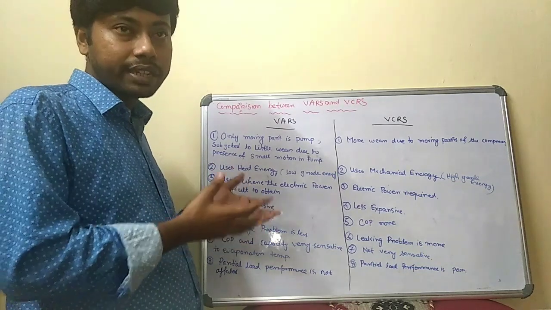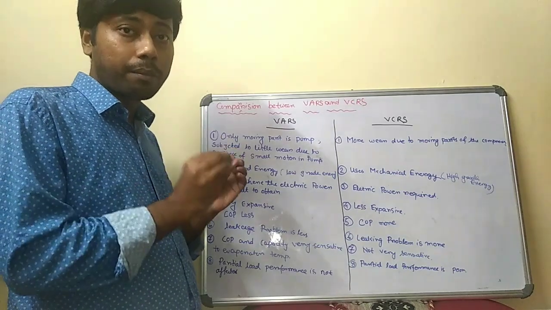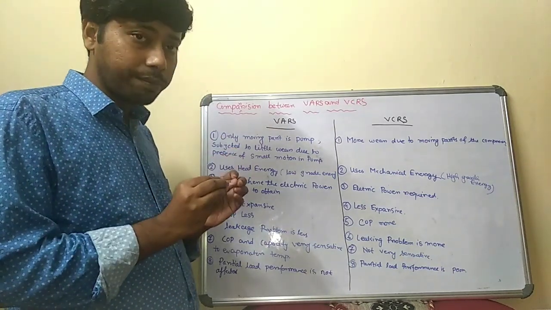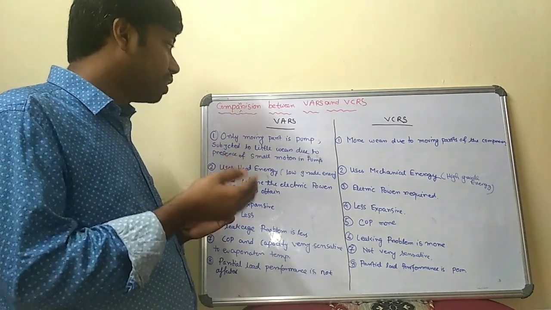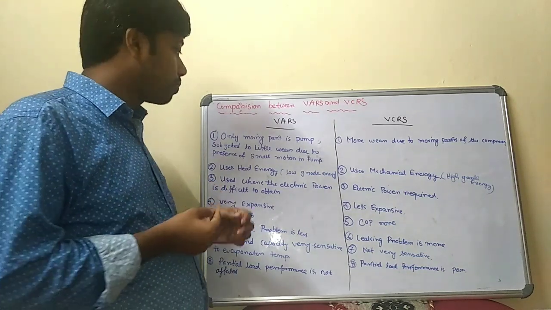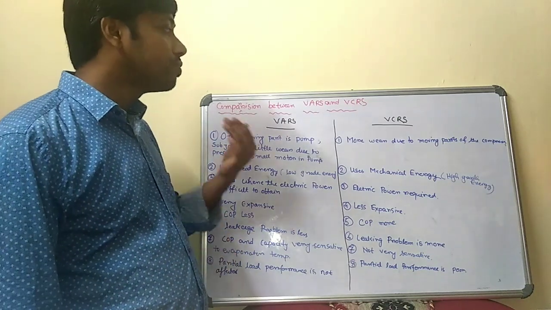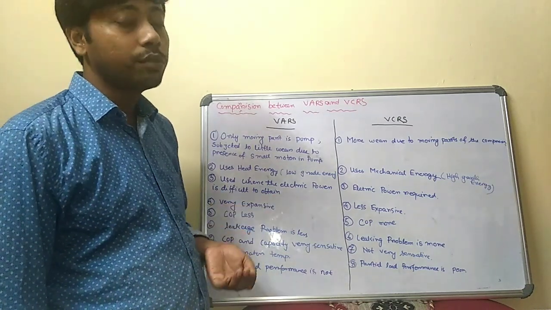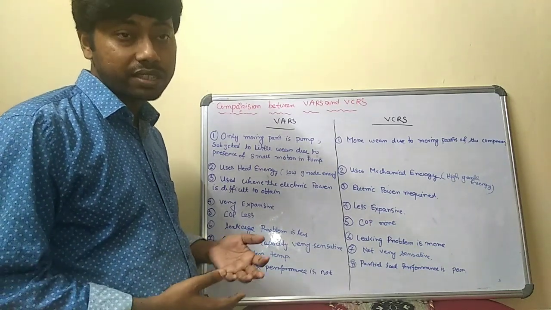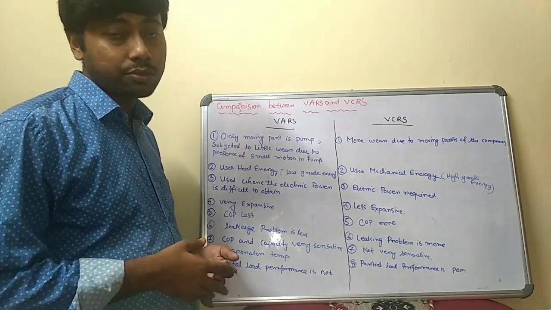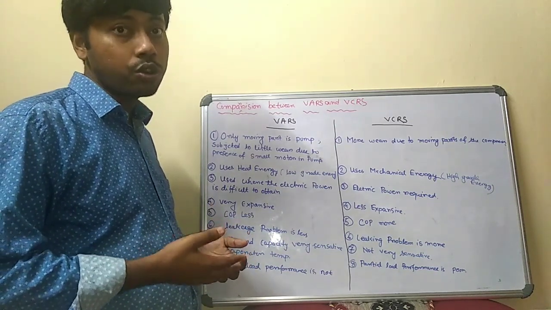But the amount of wear in the VAR cycle is less because the only moving part is the pump, and in the pump the motor produces little wear. In the VCR system, it produces more wear due to the presence of more moving parts in the compressor, because in the compressor there are so many moving parts.